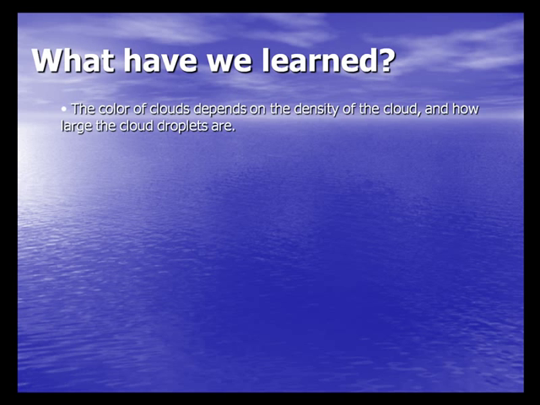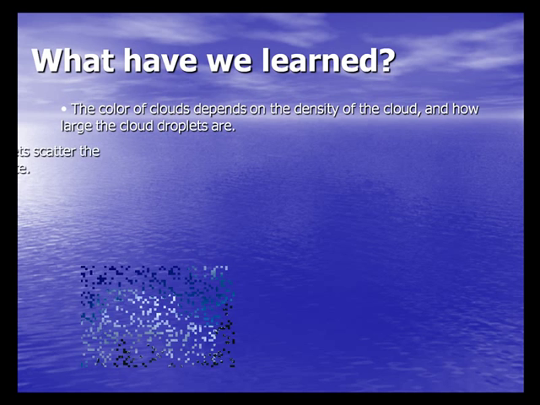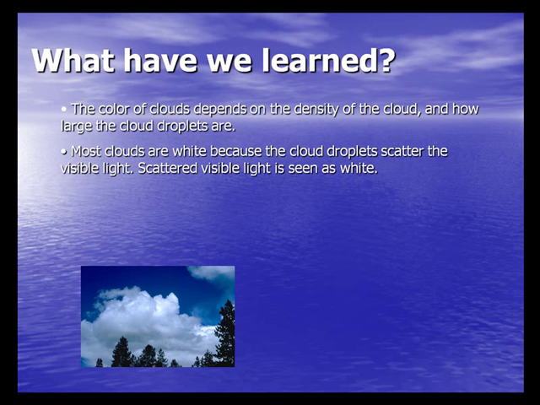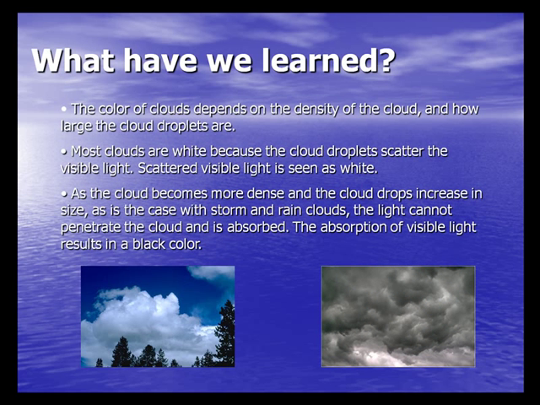The color of clouds depends on the density of the cloud and how large the cloud droplets are. Most clouds are white because the cloud drops scatter visible light. When all visible light is scattered, the resulting color is white. As a cloud becomes more dense or the cloud drops increase in size, the light cannot penetrate the cloud and is absorbed. When visible light is absorbed, the resulting color is black.